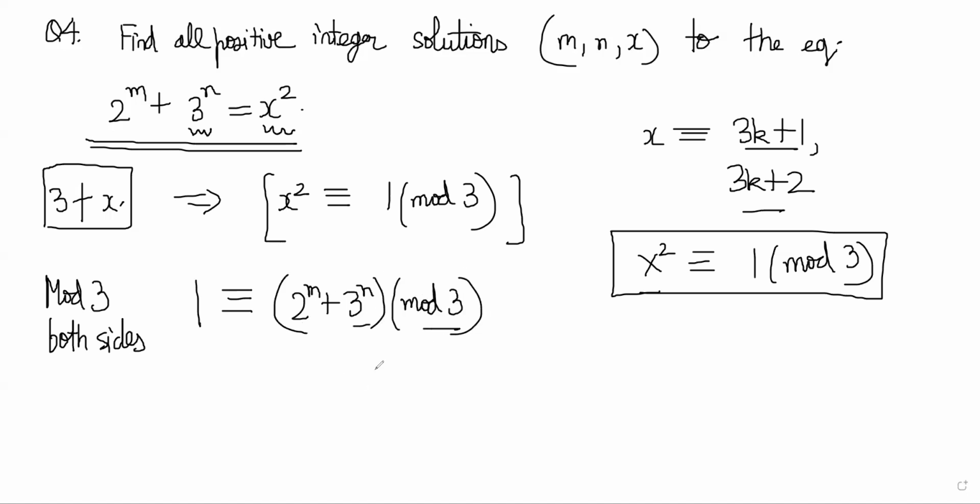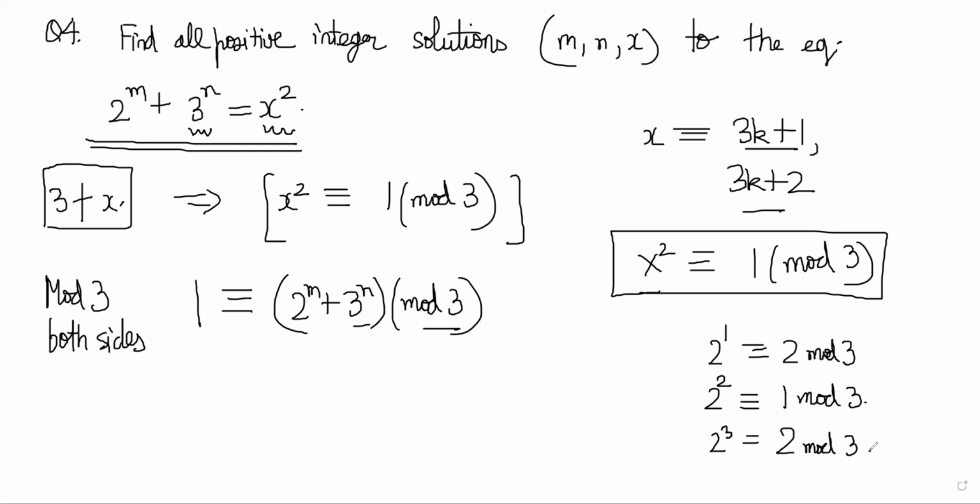So 3 power n mod 3 is simply 0, right? This is not going to give us anything. 3 power n mod 3 is 0 mod 3. So we have 2 power m mod 3 should be 1, right? And 2 power m mod 3 can be multiple things, depends on the m. So for example, 2 power 1 is 2 mod 3 and 2 power 2 is 1 mod 3, right? So think about it. 2 power 3 is 8, which is 2 mod 3 again, right?